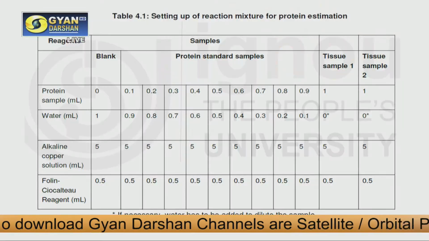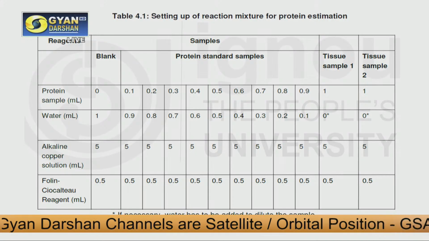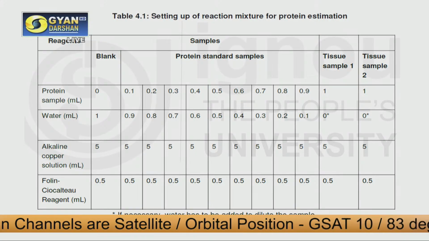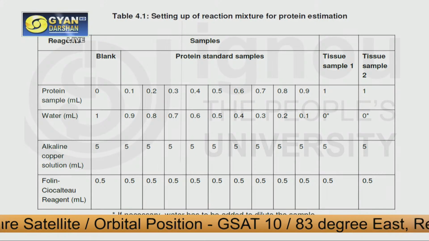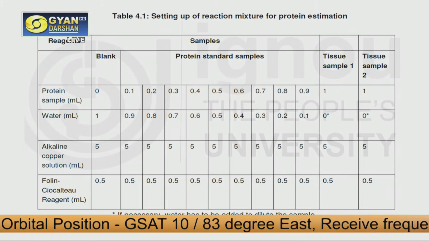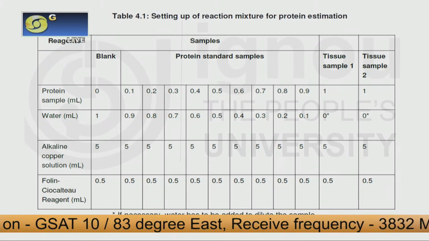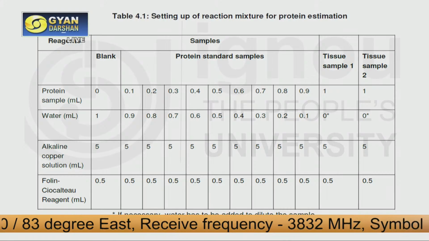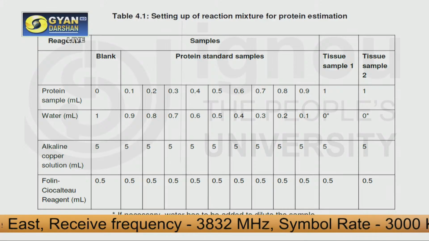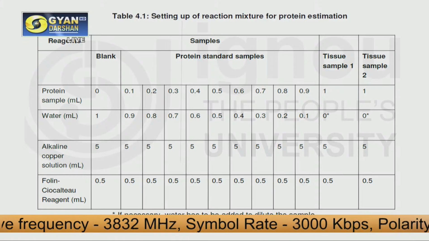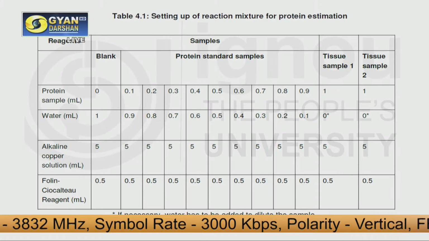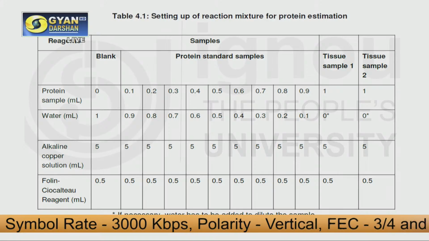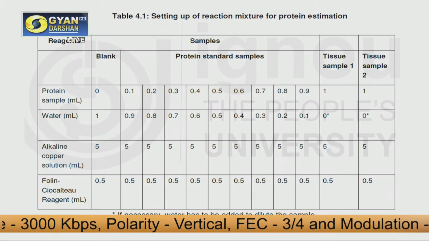Like here you see that you have the protein standard, that is BSA. You prepare the gradually increasing concentration in different tubes, 0.1 ml, 0.2 ml, 0.3 ml up to 0.9. Then you add the alkaline copper solution and Folin-Ciocalteu reagent. As I discussed, you will get a blue color generated.